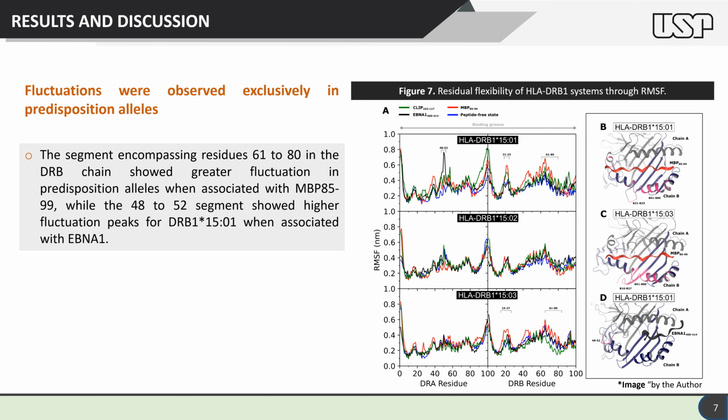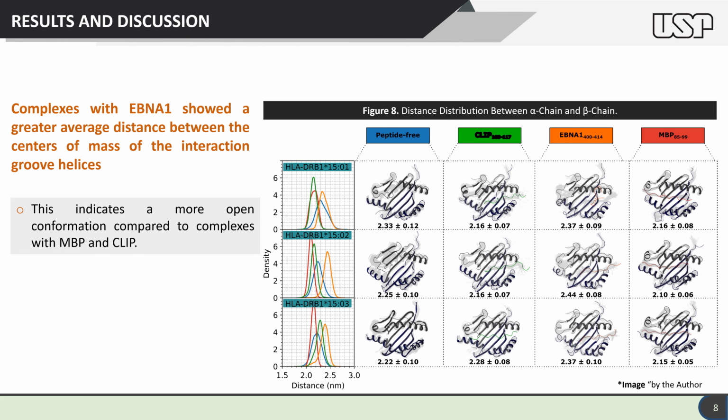The segment encompassing residues 61 to 80 in the DRB chain exhibited greater fluctuations in susceptibility alleles when bound to MBP 85-99, while the segment from residues 48 to 52 showed high fluctuation peaks in the DRB1 1501 when bound to EBNA1. Additionally, the complexes with EBNA1 displayed a greater average distance between the centers of mass of the interaction groove helices, indicating a more open conformation compared to the complexes with MBP and CLIP.